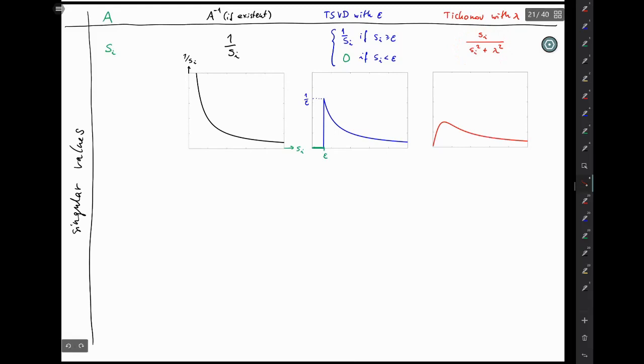I mean, if you're going in this direction, if you're making your singular values large, then both of them look very much like the black curve, which is the idea. You want to mimic the behavior of the inverse, but you don't like the behavior of the inverse close to 0 because there it's going crazy. And TSVD is treating that craziness a little bit different to Tichonov.